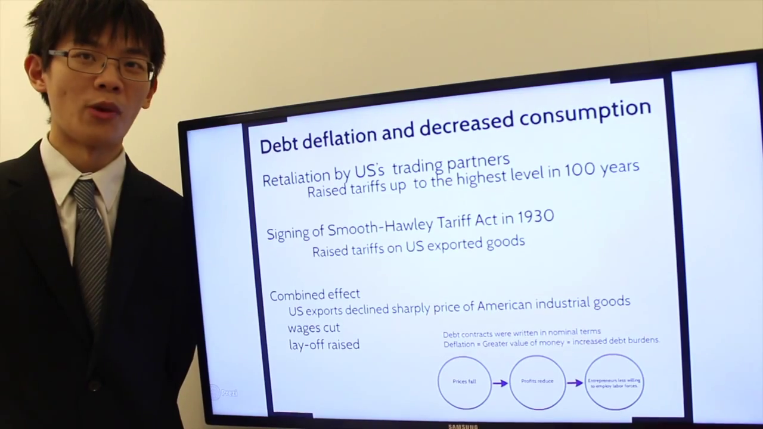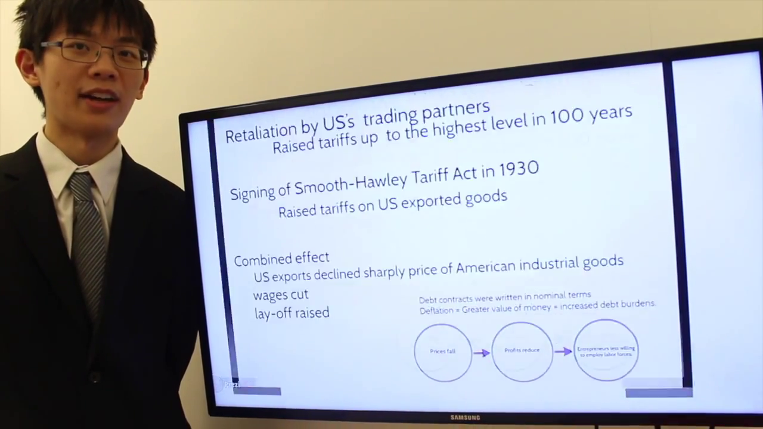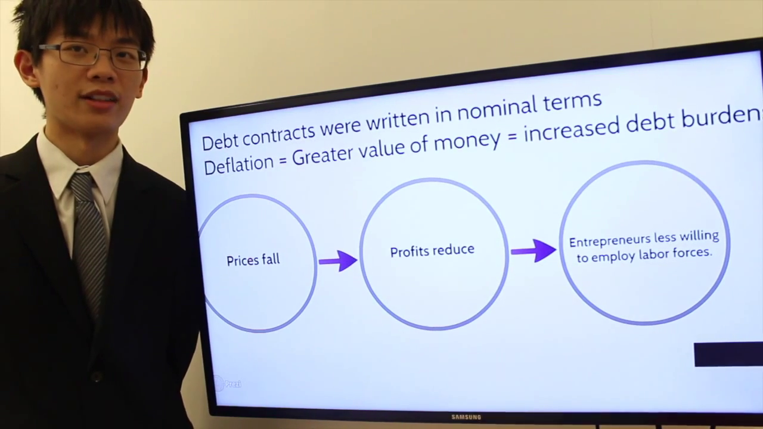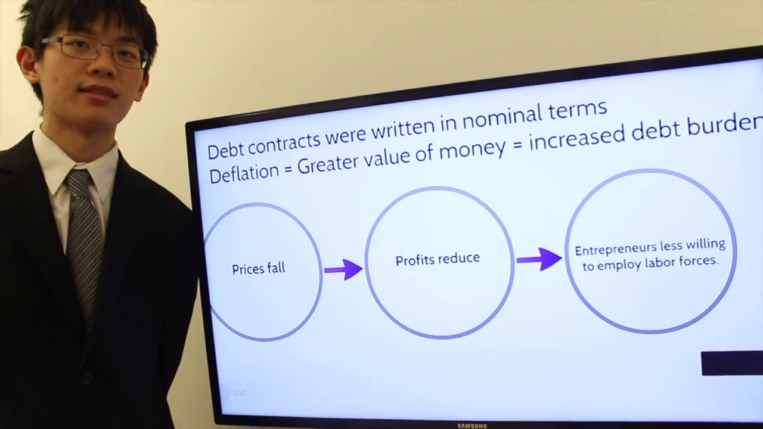Unemployment rates rose to 25%, facing deflation. People tended to hold their cash. As a result, the debt burdens increased.